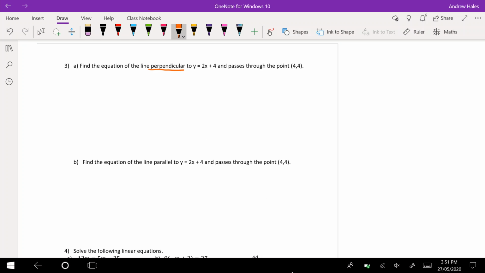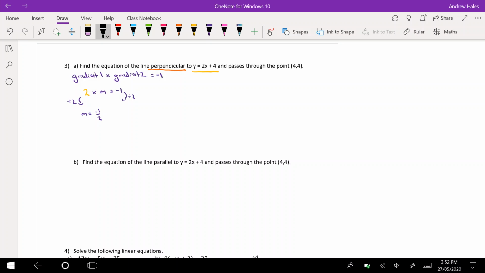Now the word perpendicular is the important point here. That word perpendicular tells me the special rule that gradient 1 times gradient 2 is equal to negative 1. So if I look at my first line here, my gradient for this line is 2. So 2 times, and I'm just going to say m now instead of gradient 2, is equal to negative 1. Now I need to divide both sides by 2. So m is equal to negative a half, because I just divide that by 2, leave it in fraction form.